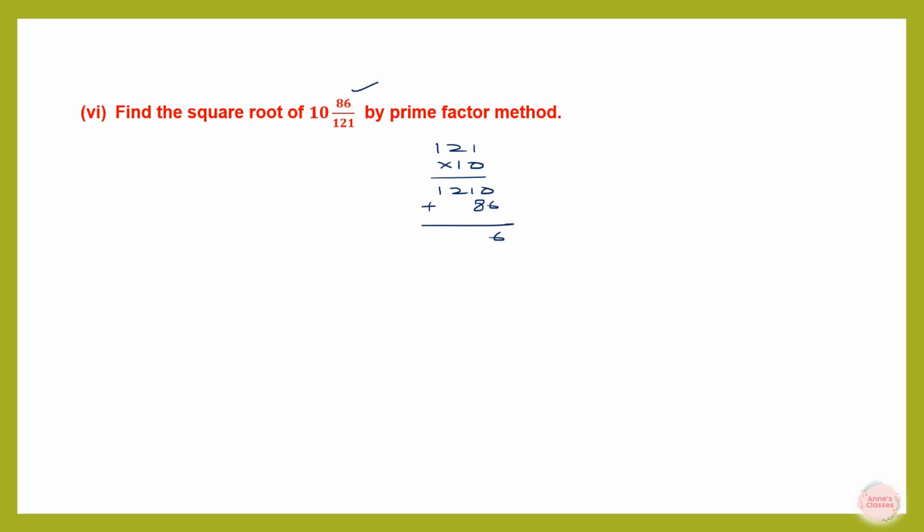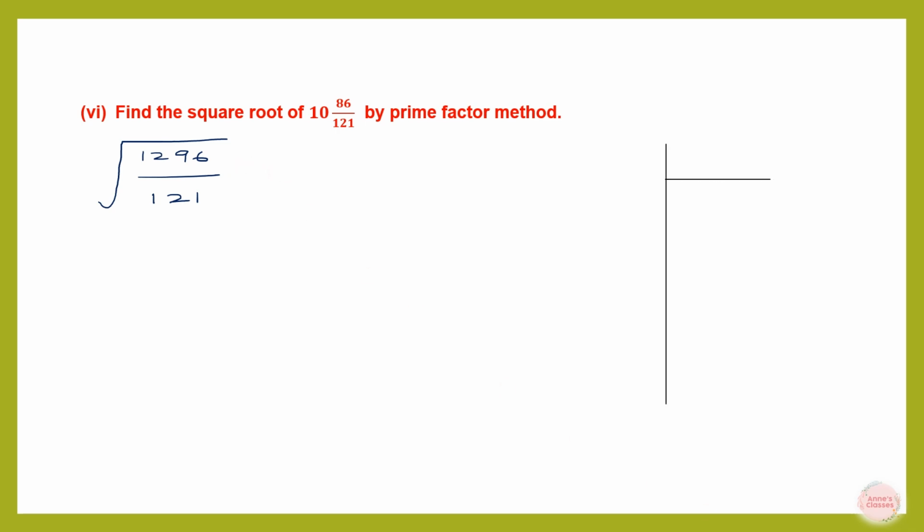So here we get 6, 9, 2, 1296. That means we're going to find the square root of 1296 by 121. And the method we're going to use is the prime factor method. So first let's find the square root of 1296. So prime factor method, let's write down the number 1296.